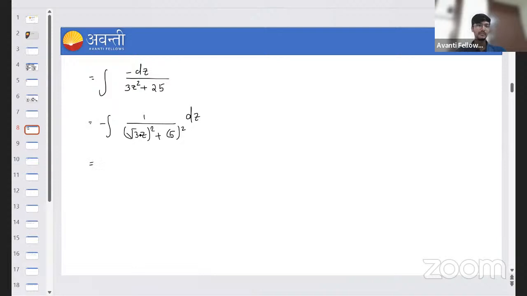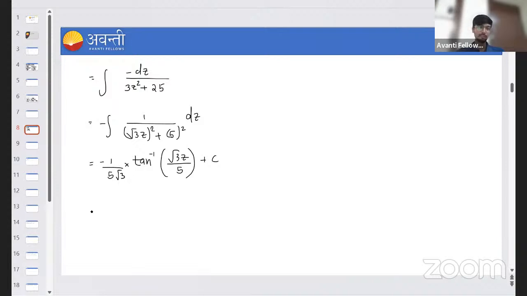I'll be left with integration of minus dz upon 3z square plus 25. So minus dz upon 3z square plus 25. So I can write it as minus integration of 1 upon root 3z the whole square plus 5 square dz. What is the integration of 1 upon x square plus a square? It is 1 by a, so 1 by 5 into tan inverse of x by a, means root 3z by 5, plus c. And don't forget root 3 because it is the coefficient of z.